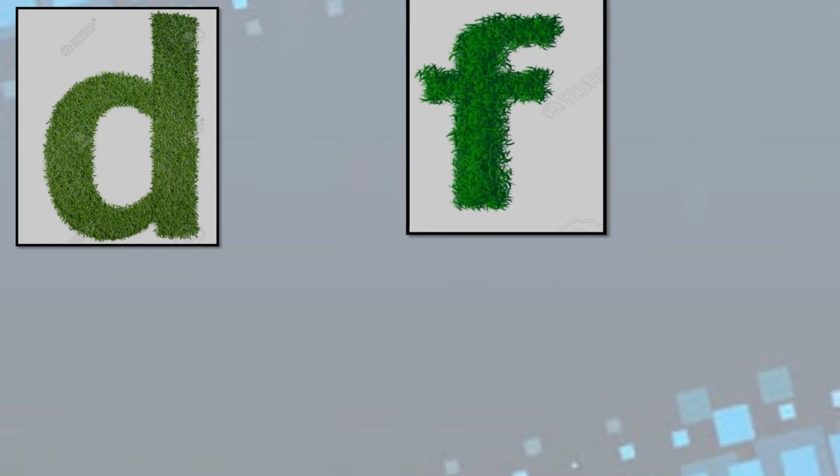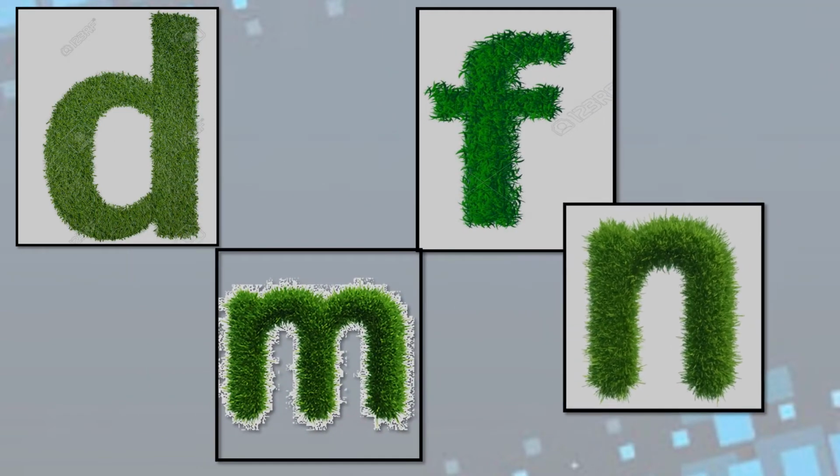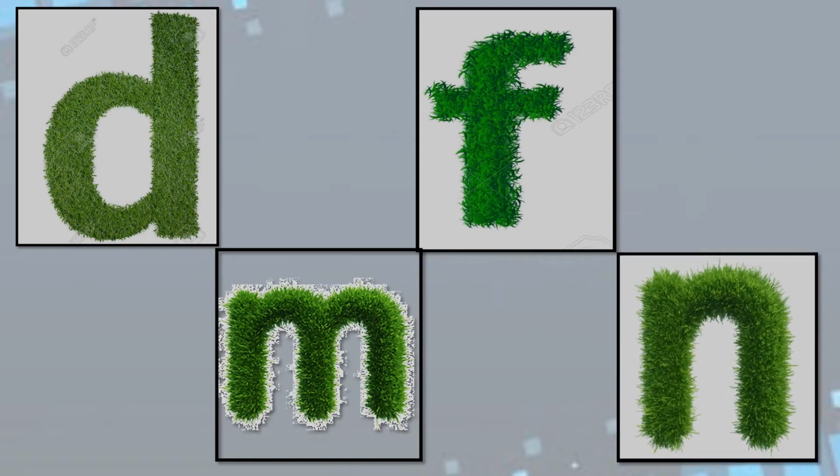See the alphabet and read with me. D, F, M, N. So here are 4 alphabets: D, F, M and N. So we are going to do one activity in which these alphabets are there.